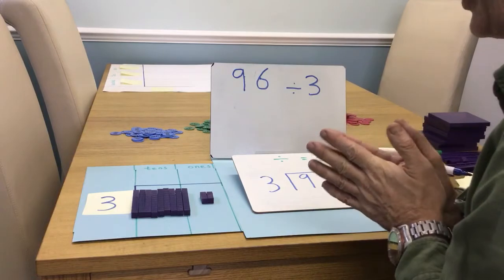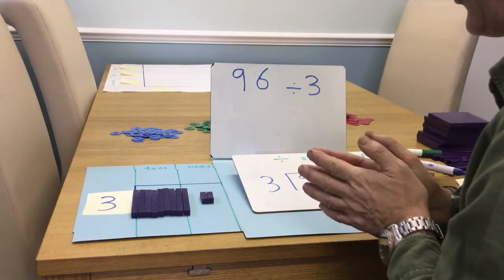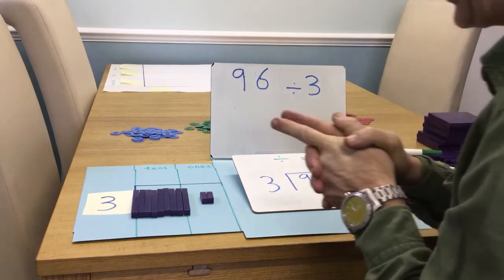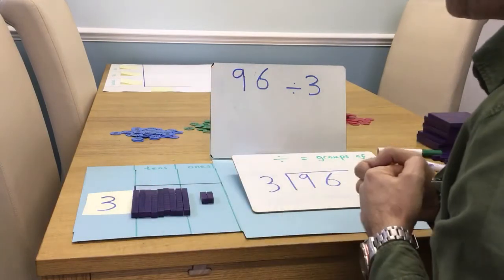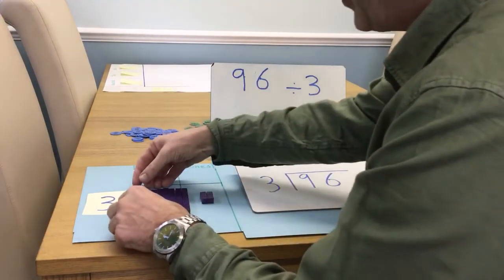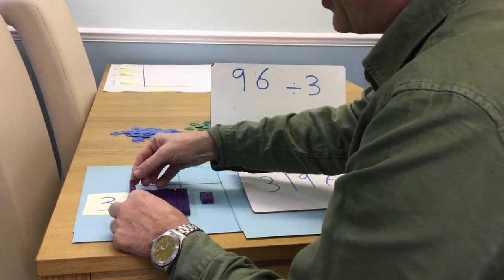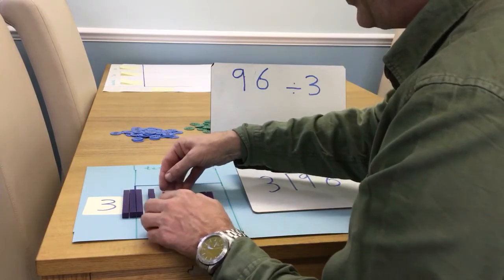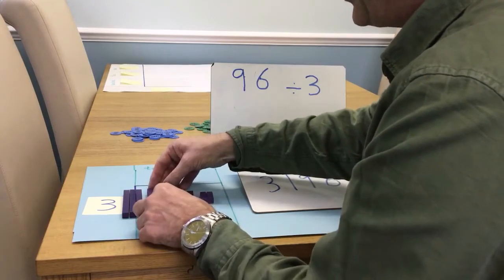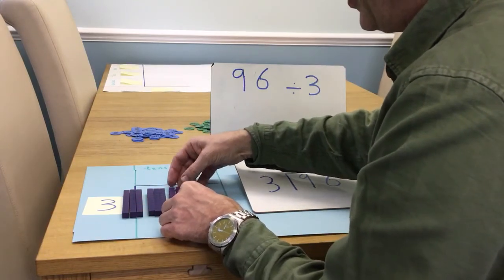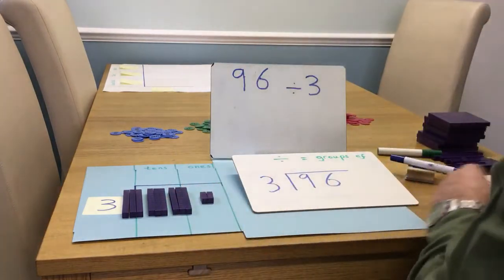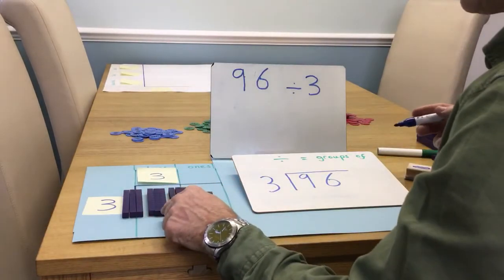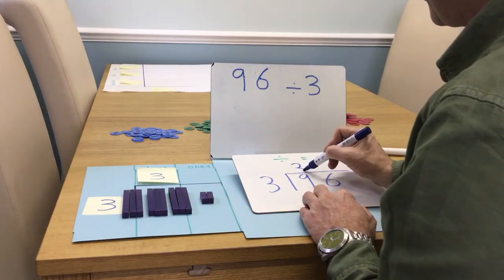Okay, question number 1. How many groups of 3 tens can I make from 9 tens? That's my question. So I've got to make groups of 3 tens from this group of 10s. So look, 1, 2, 3. There's one set of 3 tens. 1, 2, 3. There's 2 sets of 3 tens. And look at this. 1, 2, 3 sets of 3 tens. Wow. So I can make 3, and you can see the 3 groups of 3 tens.